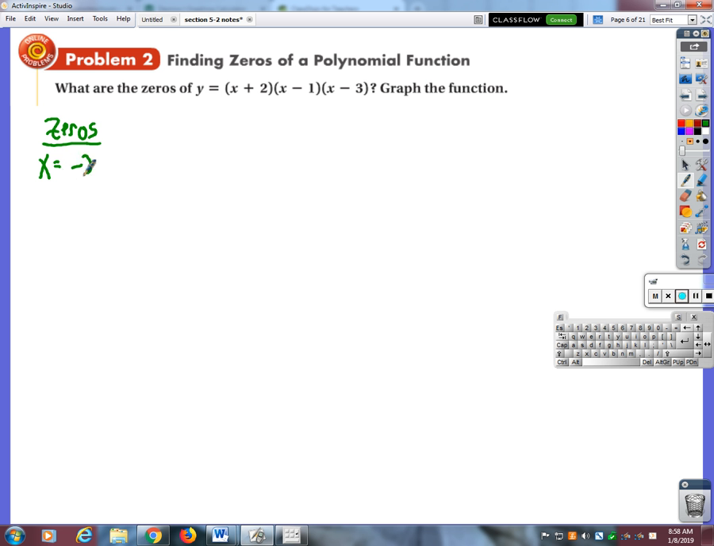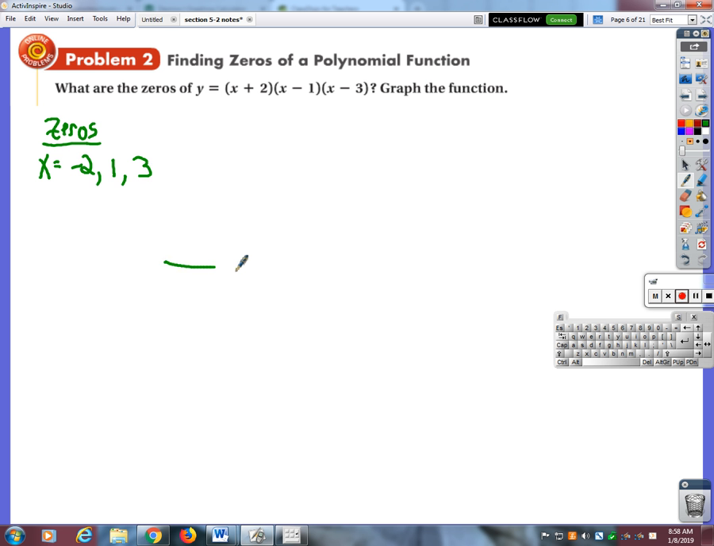Negative 2, because if I plug negative 2 into here for x, then that'll make that 0. Then she said 1, because 1 minus 1 is 0. And then also 3, right? Because 3 minus 3 is 0.